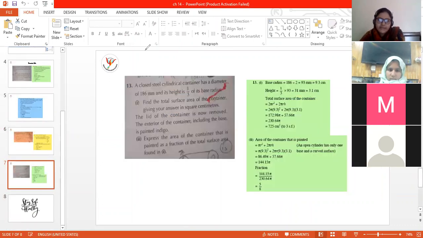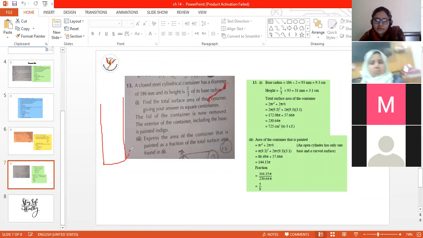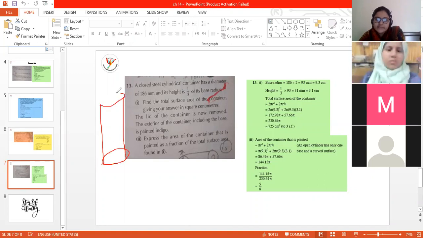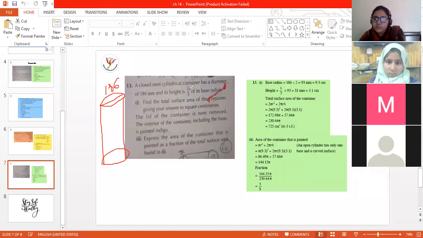Question number 13, exercise 14C. A closed steel cylindrical container has a diameter of 186 millimeter and its height is 1/3 of its base radius.